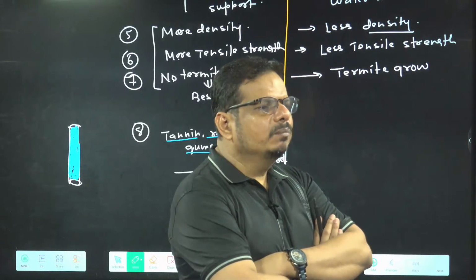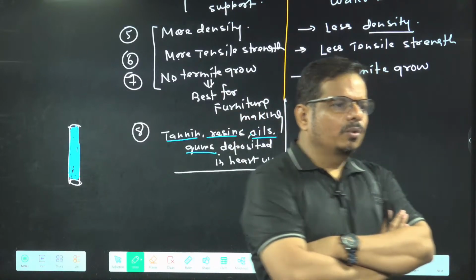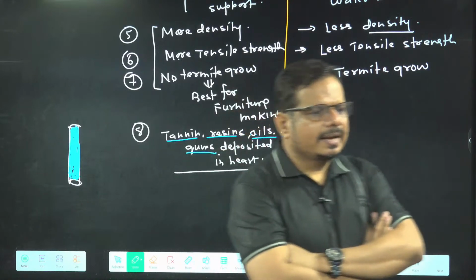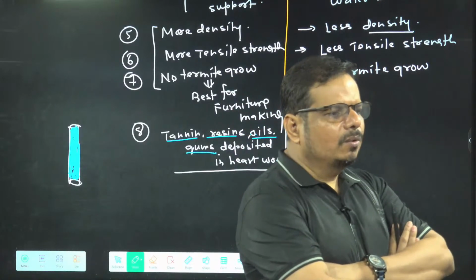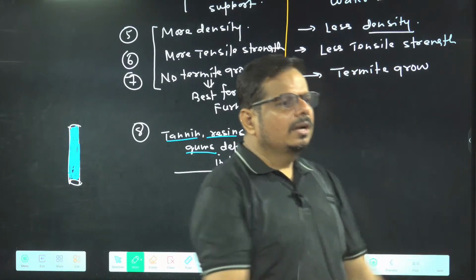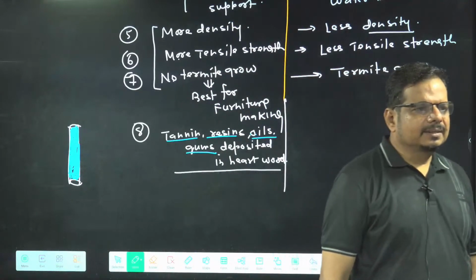I am telling a name, wood. Wood means what? Secondary xylem. So both heartwood and sapwood are made up of which xylem? Secondary xylem. Clear in the mind? No phloem is present here. It's all right? It's done. So heartwood and sapwood are also over. Is it clear? Done? Right.